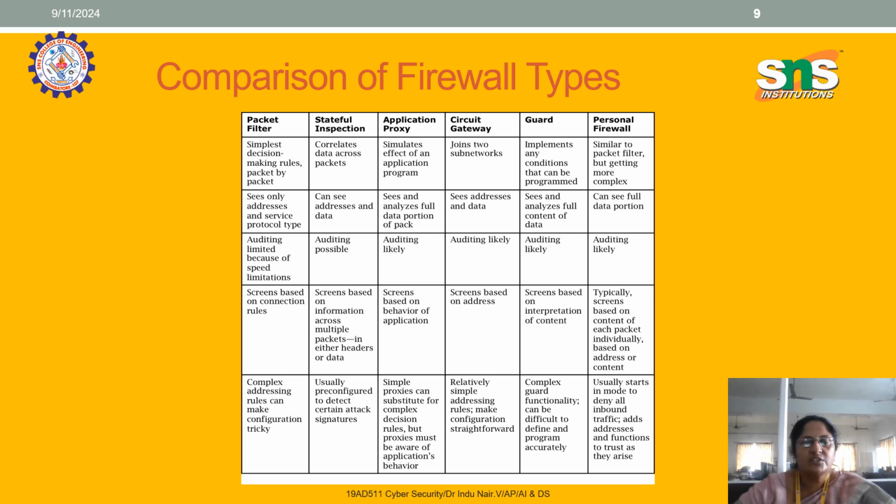For the packet firewall, complex addressing rules can make configuration tricky. Stateful inspection is usually pre-configured to detect certain attack signatures. Circuit gateway has relatively simple addressing, whereas a guard is very complex. Guard functionality can be difficult to define and program accurately. A personal firewall usually starts in a mode that denies all inbound traffic, and adds addresses and functions to trust as they arise.